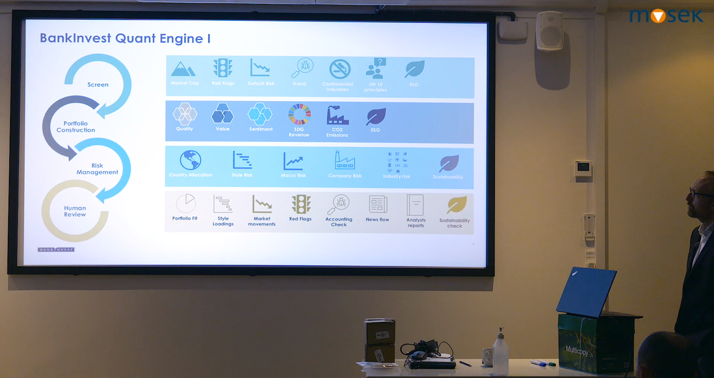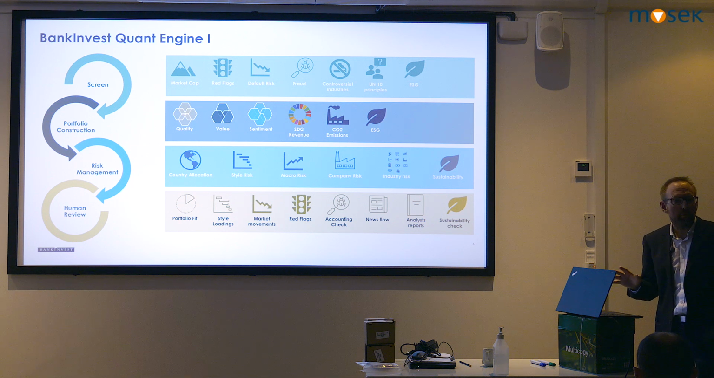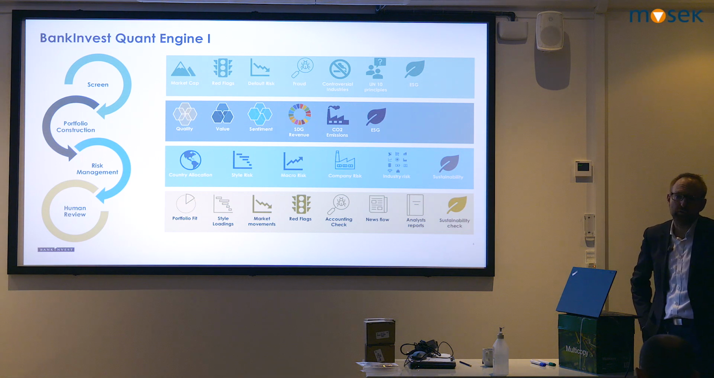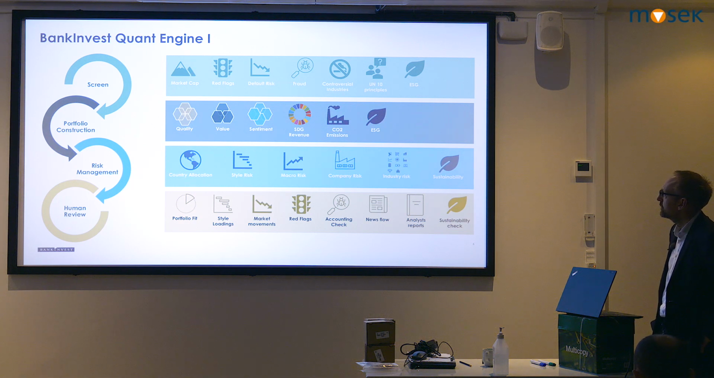We have a number of procedures that give us red flags if there are certain things that we think we should worry about. And if we're too worried based on these red flags, then we discard the companies as well. We look at the size of the default risk of each company, whether there are signs of accounting fraud, whether the company is related to one or more of the industries we term, and others term, controversial. So that could be tobacco, it could be oil and other different industries.